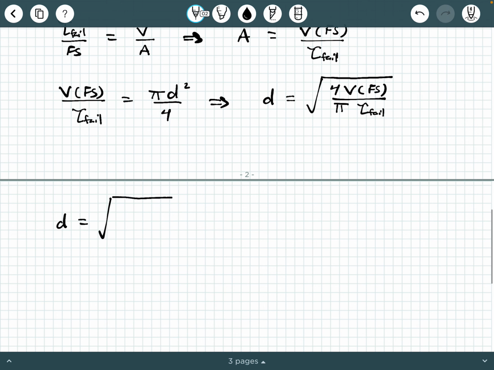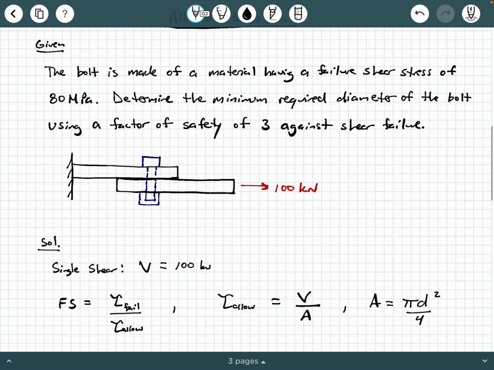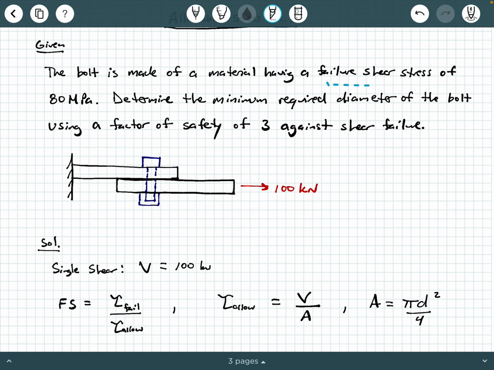So it's going to be square root of, draw a better square root. So 4 times 100 kilonewtons times a factor of safety of 3 divided by pi. Now what's tau fail? Well, tau fail, again, that was given to us in the problem statement. Failure shear stress of 80 megapascals.